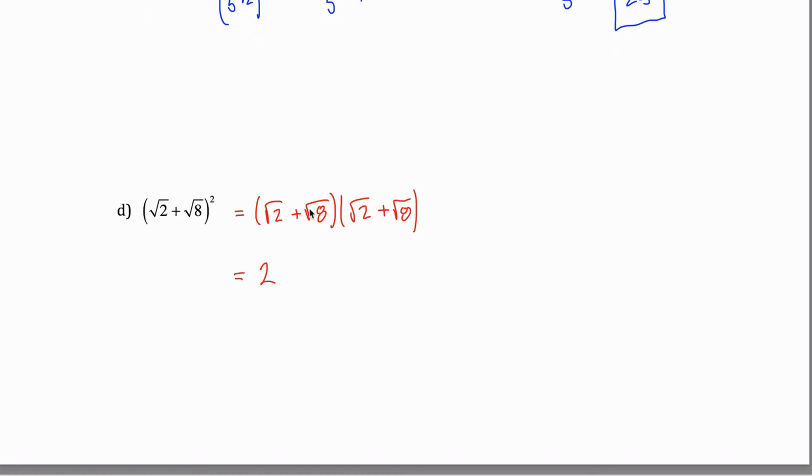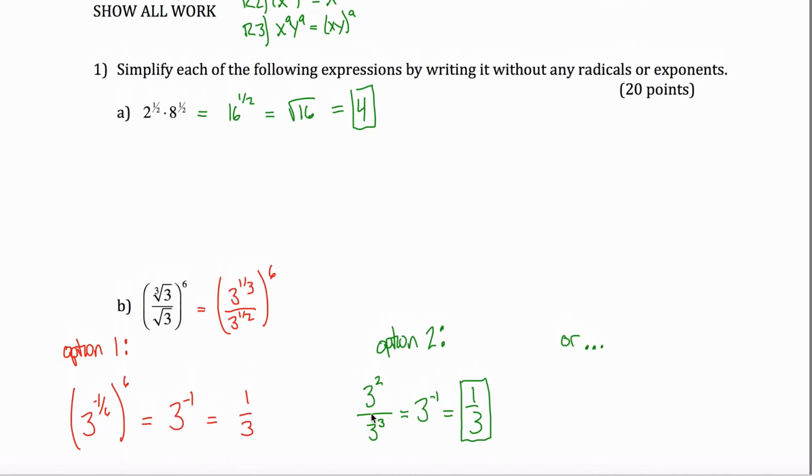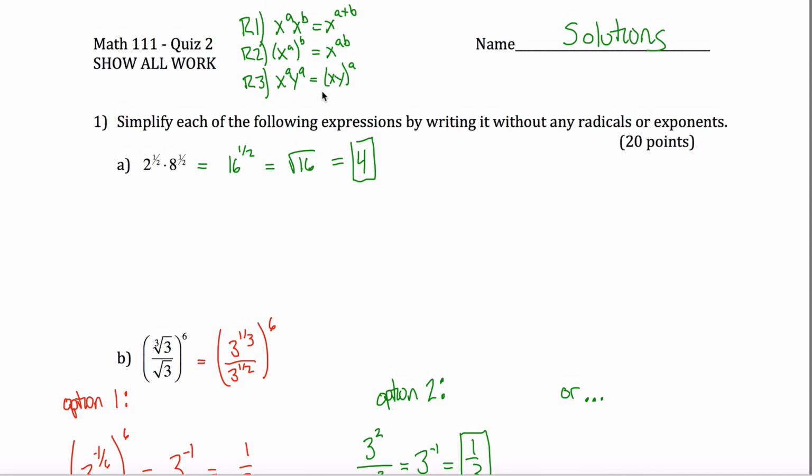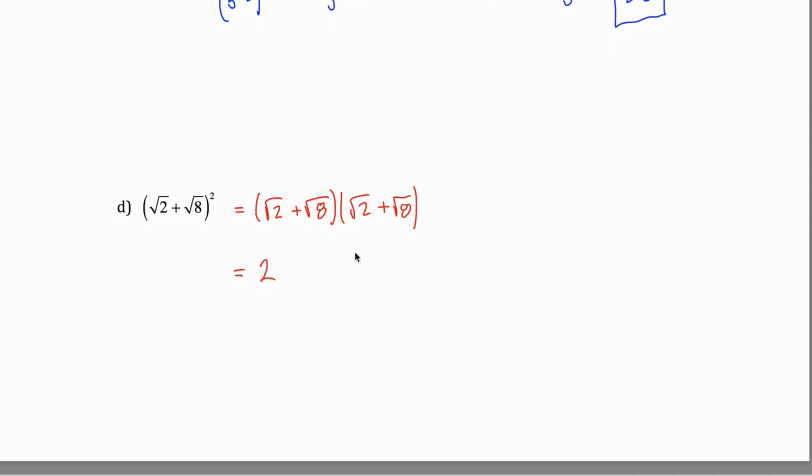The O in FOIL would have you multiply this root 2 times this root 8. And so now I have different bases but the same exponent. So maybe I apply rule 3 here and recognize that 2 to the 1/2 times 8 to the 1/2 is 2 times 8 to the 1/2. 2 times 8 is 16. So I get 16 to the 1/2. I'll write that, the square root of 16.